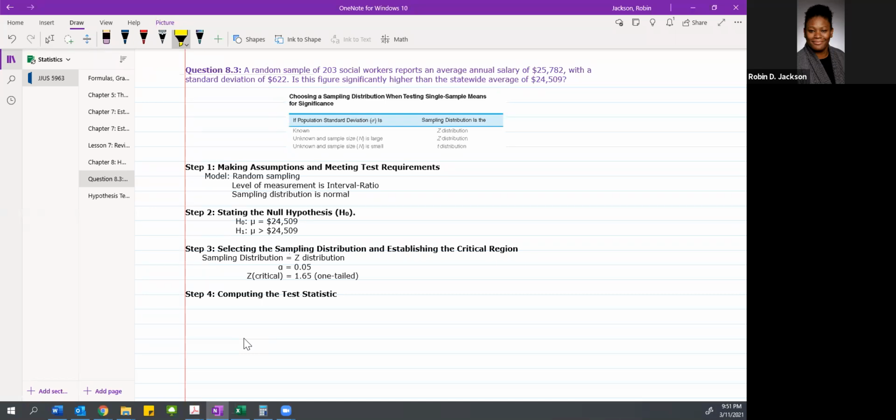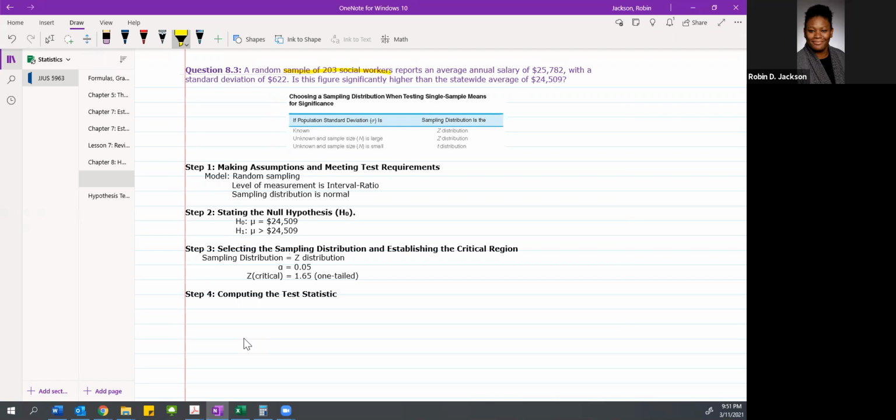So here we go. Okay, a random sample of 203 social workers. So we know that this is our sample. So that's our sample, our N. So I'm going to go ahead and write that down here. Well, actually, I'm going to wait. I'm going to highlight everything. Then I'll come back and I'll write the information in. So we have a sample. So that would be N of 203 social workers.